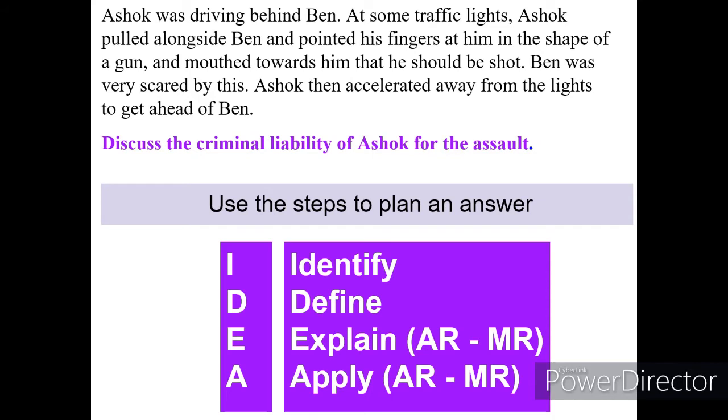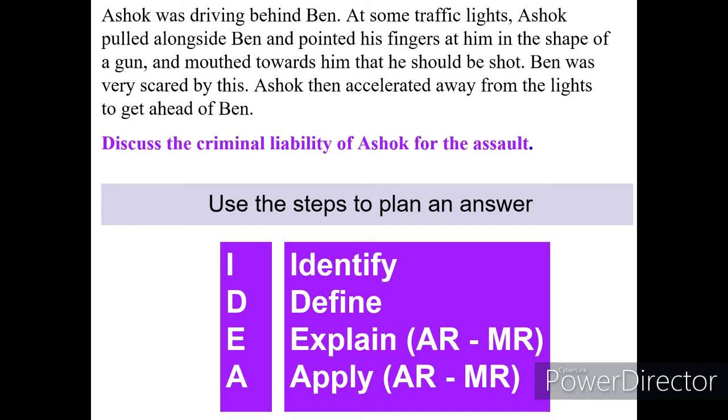Look at the question. The question is: discuss the criminal liability of Ashok for the assault. Ashok was driving behind Ben at some traffic lights. Ashok pulled alongside Ben and pointed his fingers at him in the shape of a gun and mouthed towards him that he should be shot. Ben was very scared by this. Ashok then accelerated away from the lights to get ahead of Ben.